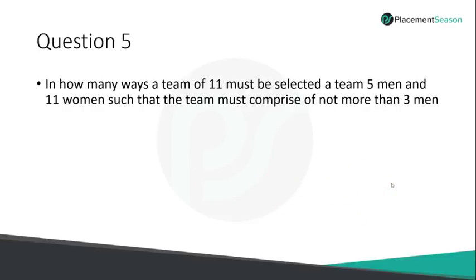Let's move to the next one. The fifth question is a very important one. The previous problem was a permutation, and in this problem, in how many ways a team of 11 must be selected. You have to choose 11 out of 5 men and 11 women. So there are 16 people. Out of 16 you have to choose 11.